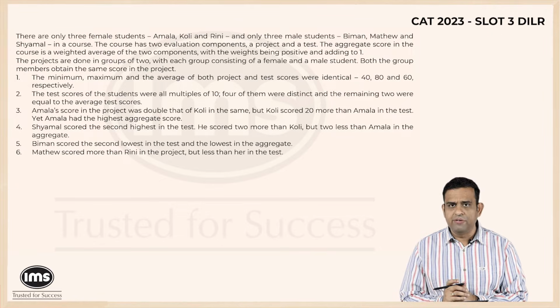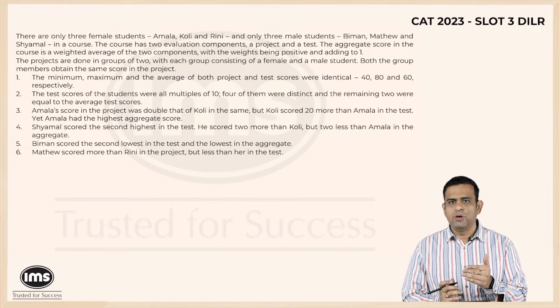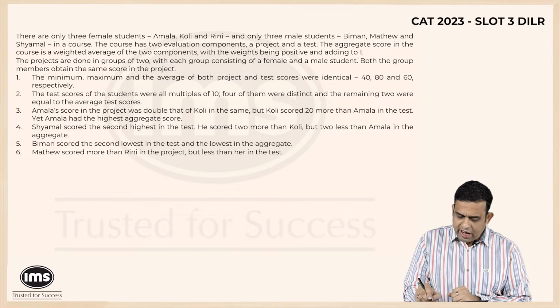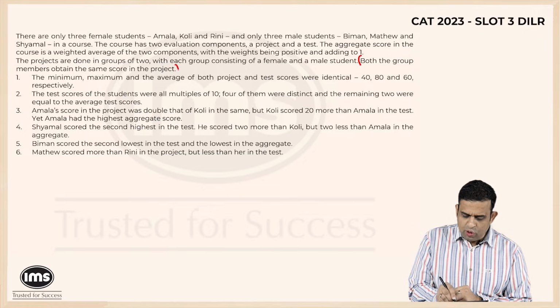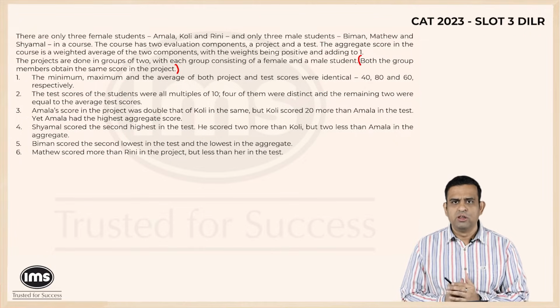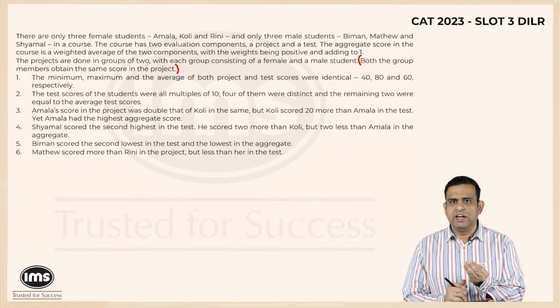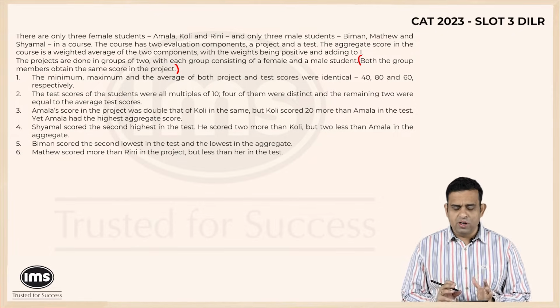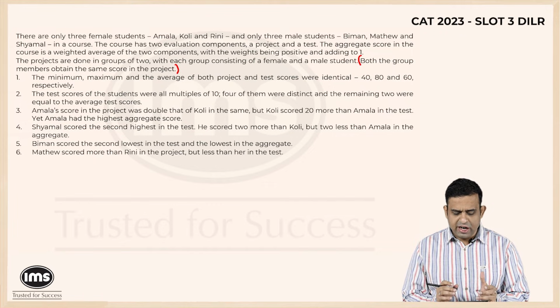It has to be a different group. So each group is going to comprise 1 male and 1 female. And this, I believe, is also a very, very critical point: both the group members obtained the same score in the project. So suppose a particular person, let's say A, is part of group 1 and secured a 40, in that case his or her teammate is also going to score a 40 in the project work. So I believe to crack this question, people should be able to understand 1 and 2.